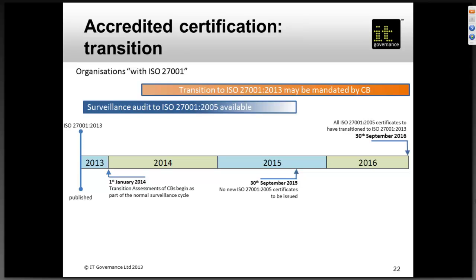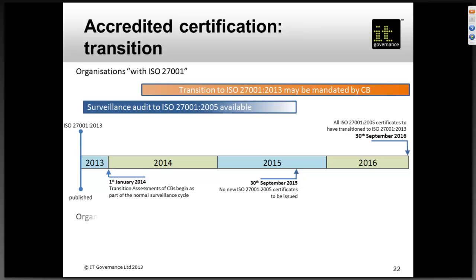So if the accreditation body is offering to transition the certification body in 2014, it depends when the certification body goes through that transition period as to when it can start offering transition for its clients that already have 27001/2005.